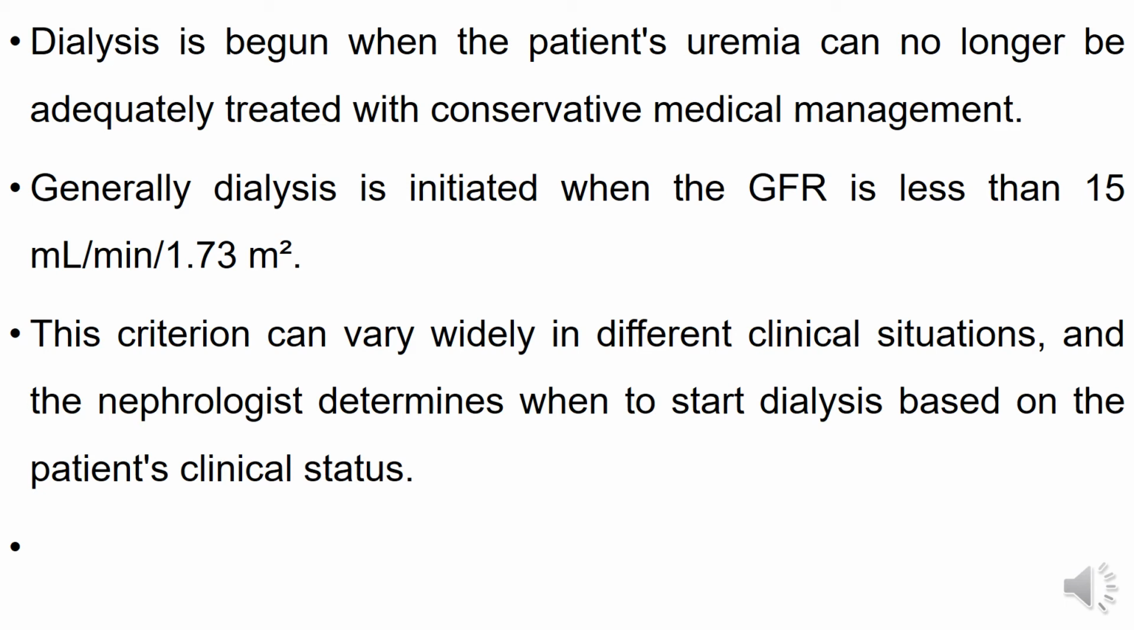Generally, dialysis begins when the patient's uremia can no longer be adequately treated. That is, the patient's uremia is very high and is not properly treated. At that time, we will go for dialysis. This is one indication for dialysis. Another indication is when the GFR level is less than 50.